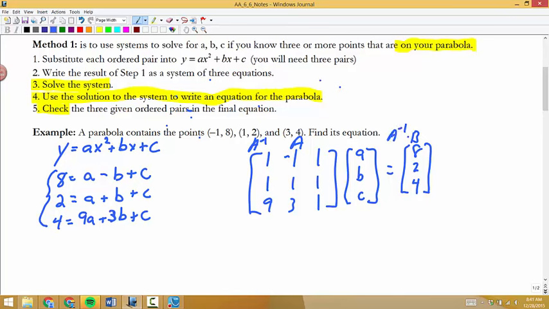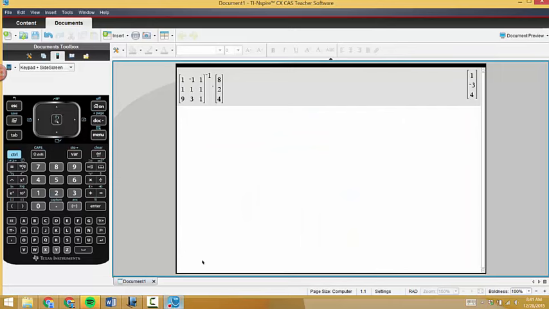Remember, A inverse has to come on the left-hand side. So I have A inverse times A. If I get rid of that, I'm left with ABC is equal to A inverse times b. So then I'm going to come over to my calculator and put that in. Here's A inverse times b, and you'll notice that I get 1, negative 3, 4.